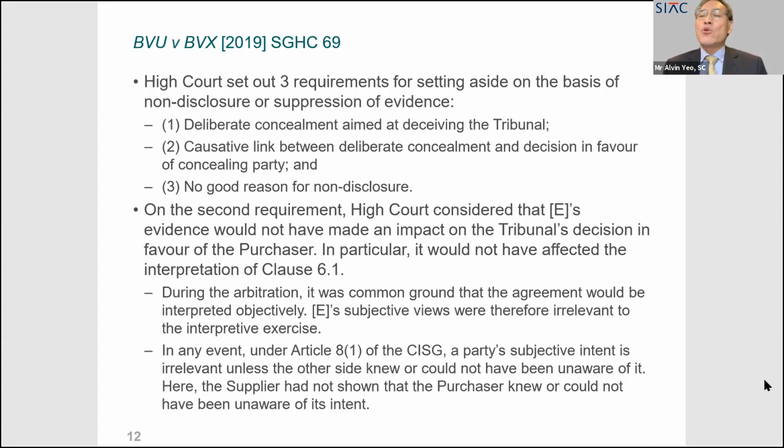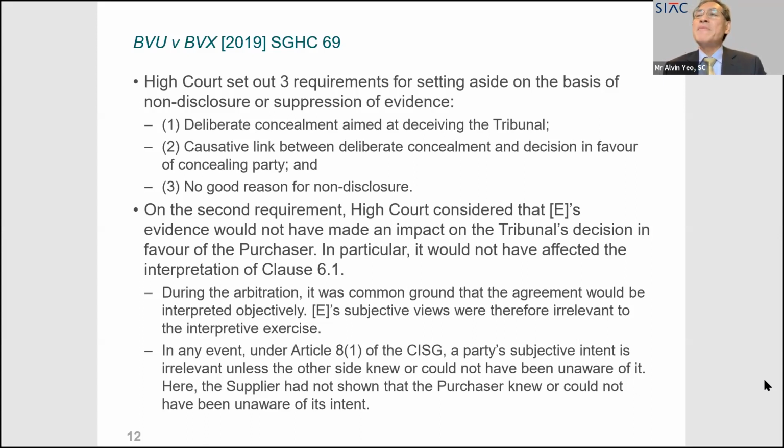On the second ground of the causative link, that means, did this concealment affect the final decision? The High Court considered that E's evidence would not have made an impact. And the reason for that being the issue of the contractual provisions was going to be looked at objectively. You'll remember those 3 limbs to Article 8 that Professor Bell talked about. The first one talks about following a party's subjective intent, provided the other party knew about that intent or could not have been said to be unaware.